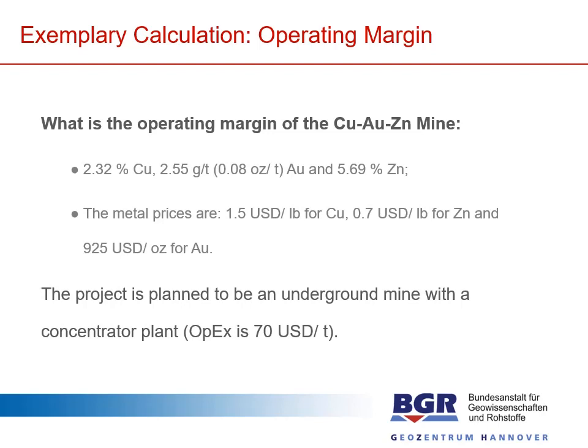So in this case, the copper price is $1.5 per pound, the zinc price is 70 cent per pound of zinc, and the gold price is $925 per ounce. The project is planned to be an underground mine with a concentrator plant, and the operating expenditure is assumed to be $70 per ton. And on the next slide, I will show you the calculation.